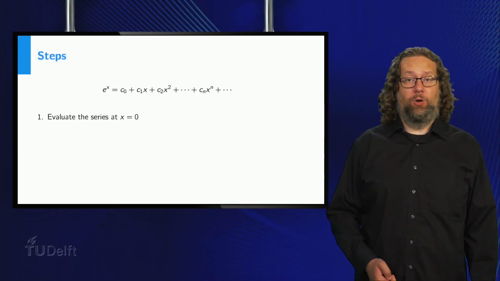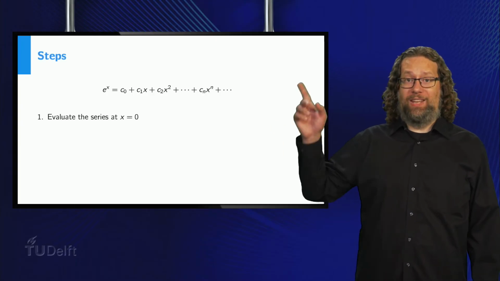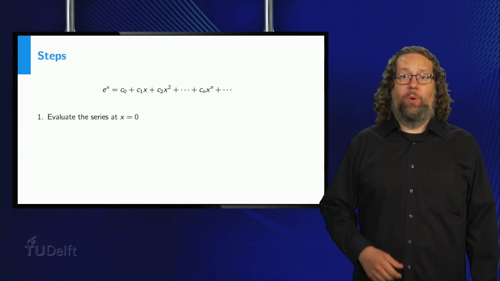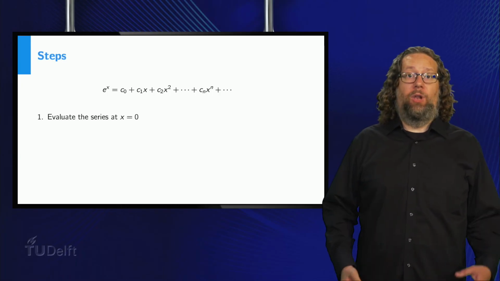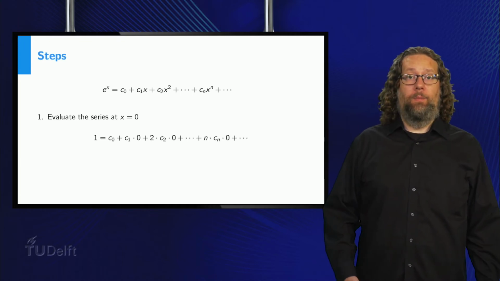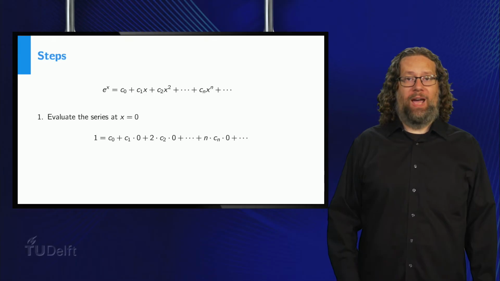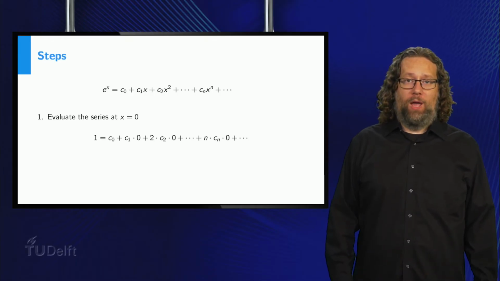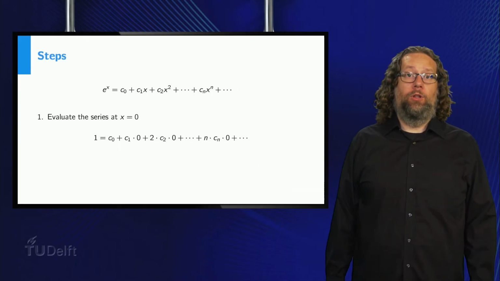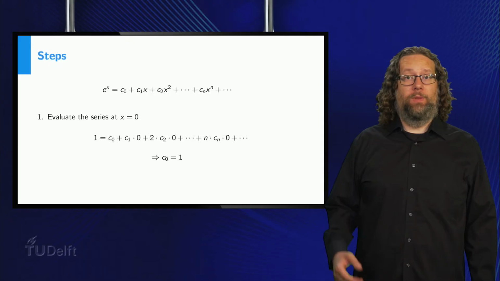With center at 0, the Taylor series has this form: e to the x equal to c0 plus c1 times x plus c2 times x squared, etc. Now, we evaluate the expression at x equal to 0. We can observe that 1 is equal to c0 plus the sum of zeros. Thus, c0 is equal to 1.